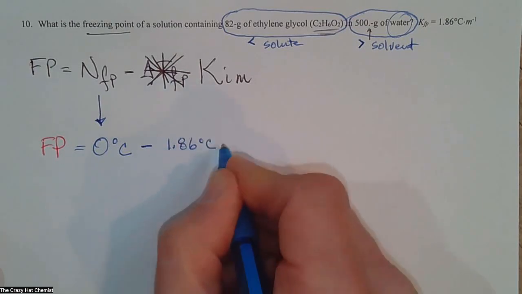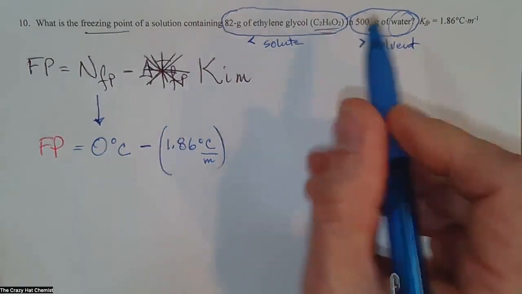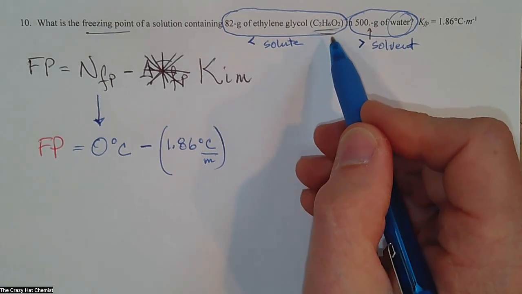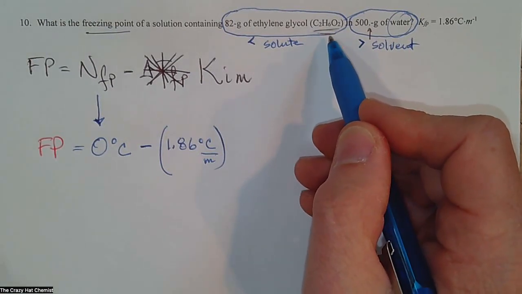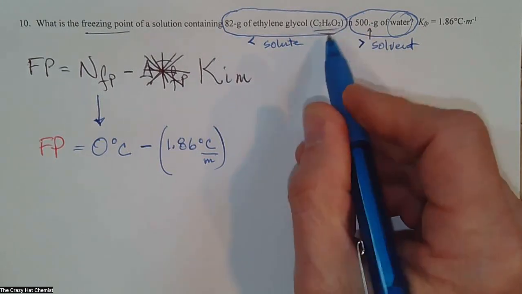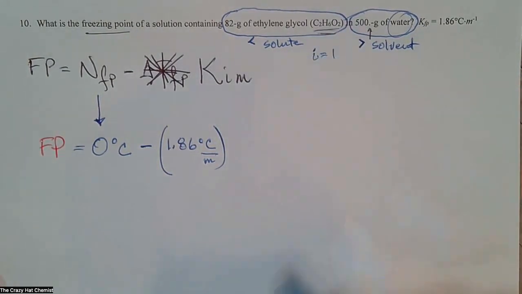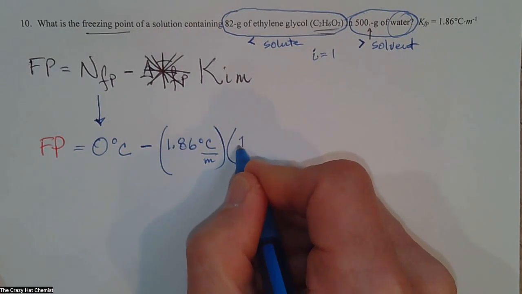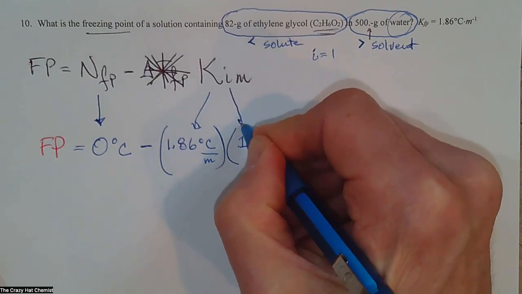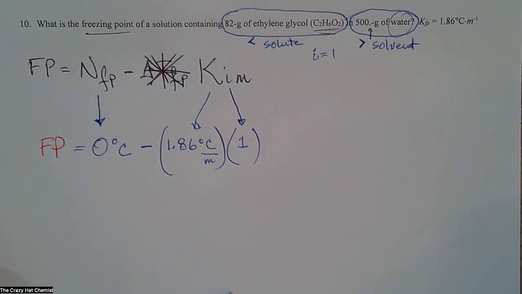1.86 degrees Celsius per molal. And then ethylene glycol. I'm giving you the formula here. And if you follow my lecture, go to my lecture on YouTube for this unit, then you should see that the Van 't Hoff factor of this compound is equal to 1 because this is a molecular compound. And so this is 1. The Van 't Hoff factor, so this is the K, that's the constant. This is the Van 't Hoff factor. The Van 't Hoff factor is a counting number, so it has an infinite number of significant figures.